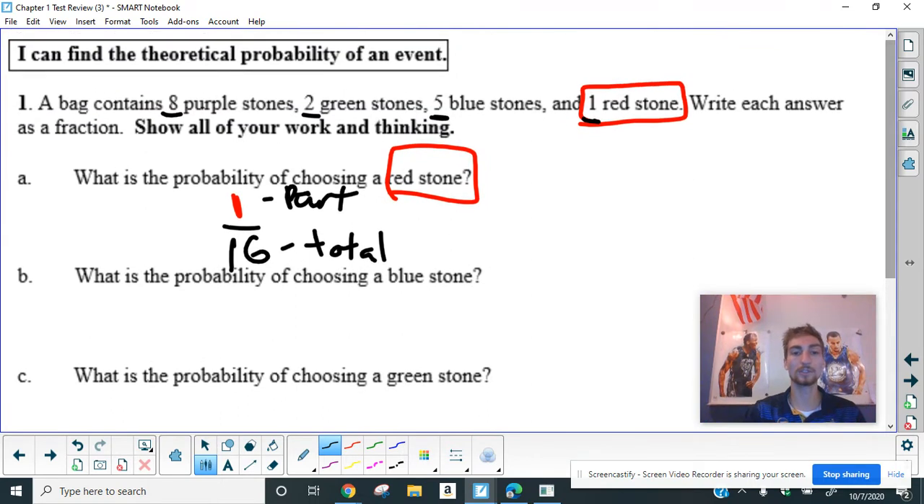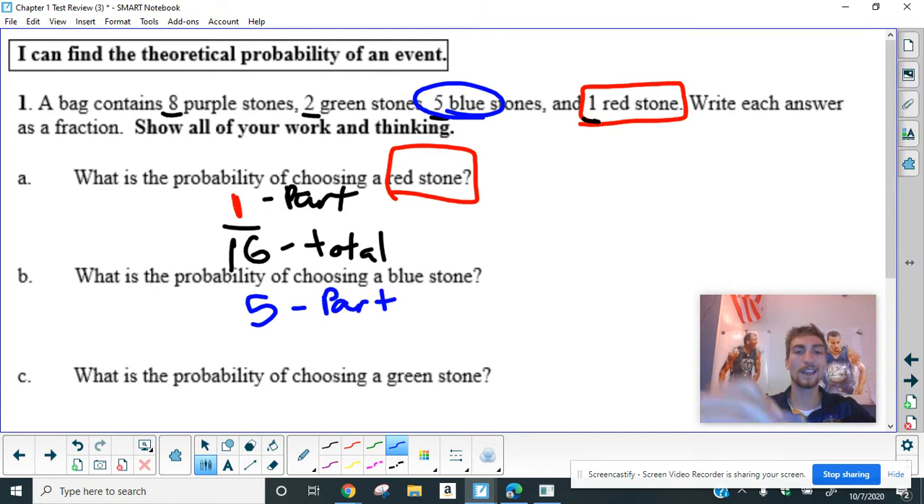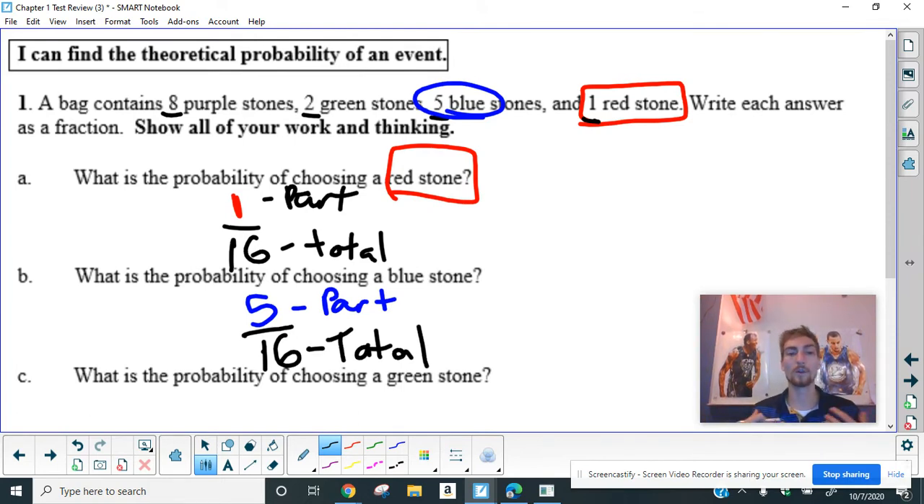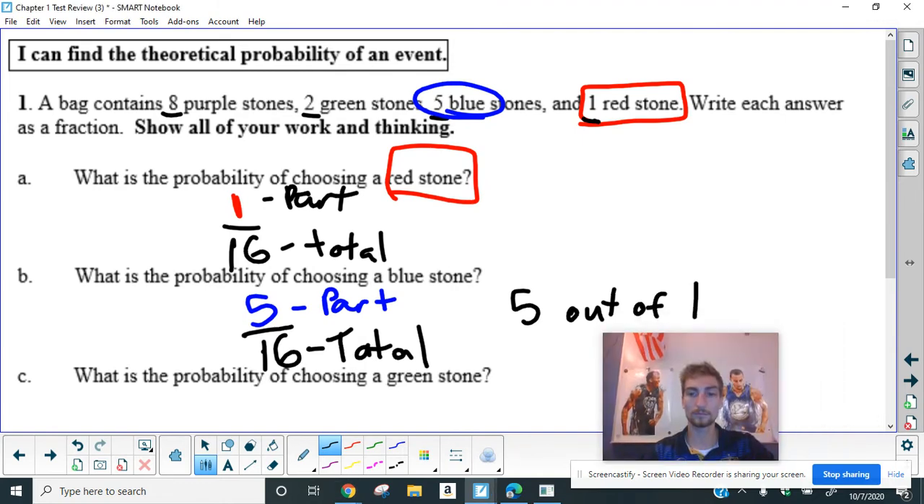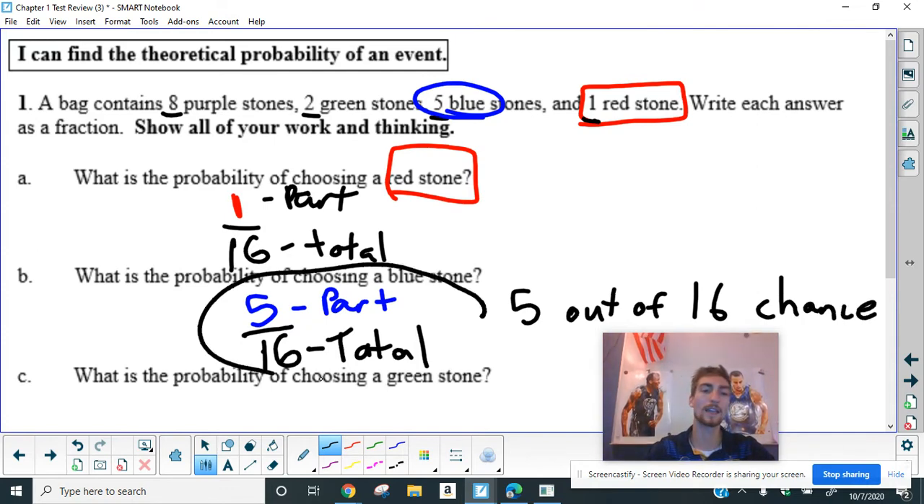What is the probability of choosing a blue stone? So I'm going to go ahead and grab my blue color, and I'm going to circle 5 blue stones. That's going to be my part, or my desired outcome. And then it's going to be over my total, just like that last one. 16 is my total. So the probability would be 5 over 16. You could also write 5 out of 16 chance. That's the same thing as what we have here.